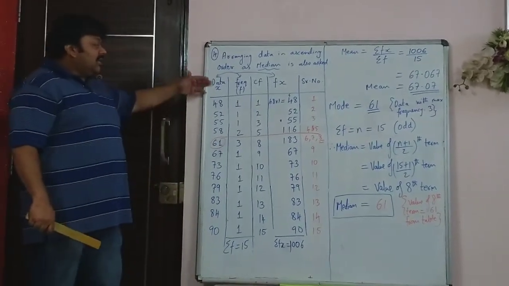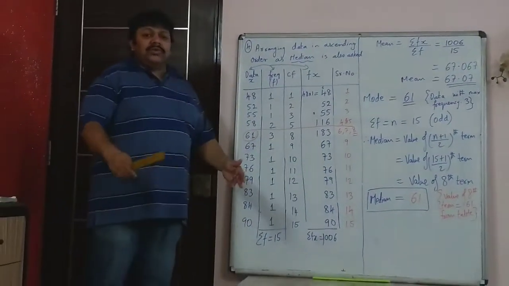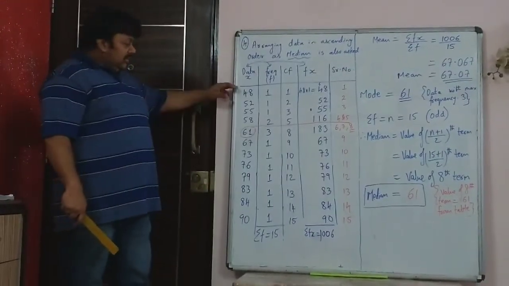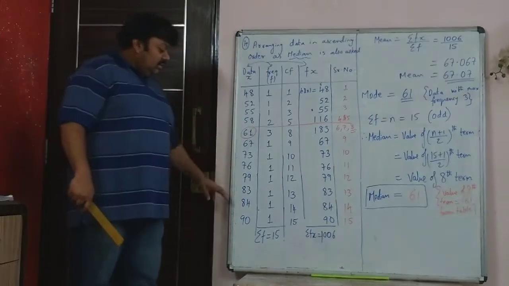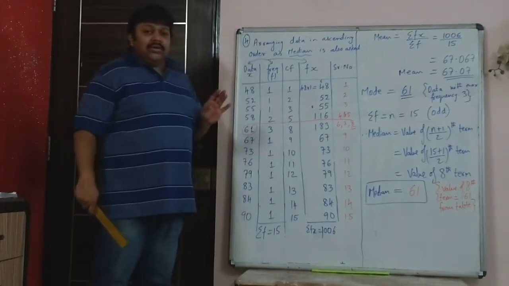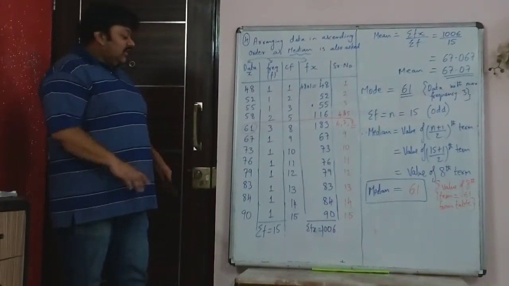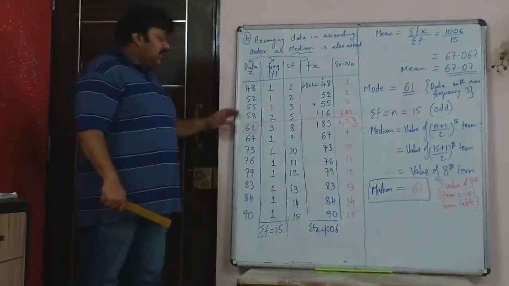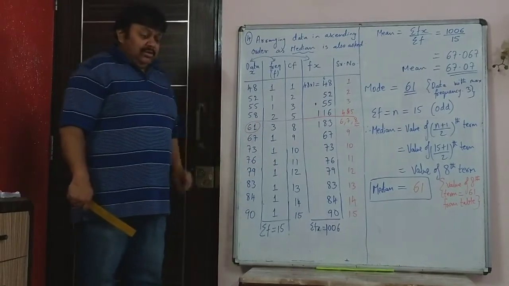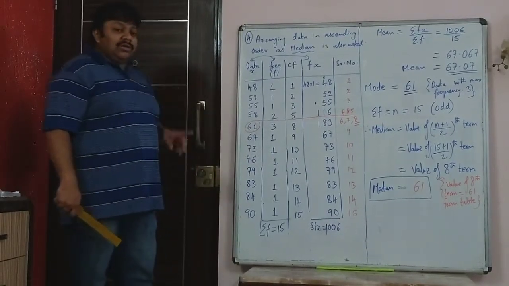So maybe this data could represent the age of different people in a group of people who went on a picnic. So there was someone 48 years old and the maximum was someone 90 years old, and there were a total of 15 people. So these 15 people went on a picnic, and 3 people were of age 61. There were 3 people of the same age, 61.